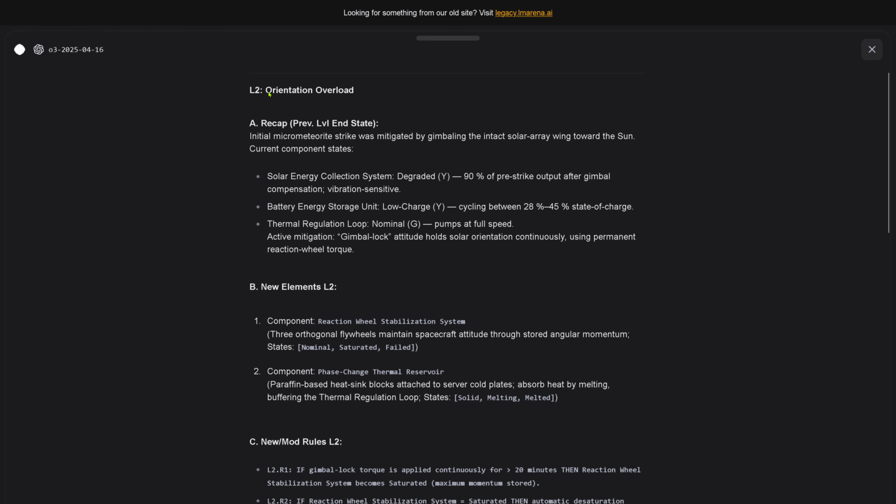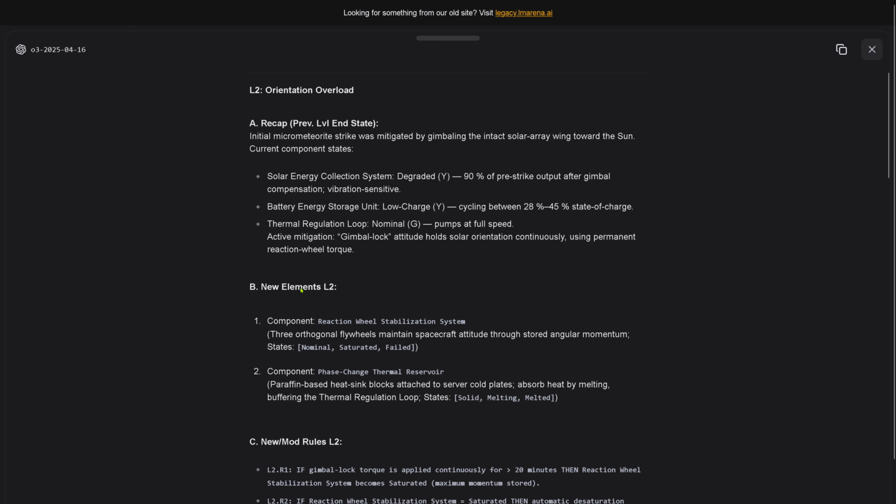Let me show you. So I said, hey, let's have a recap at the beginning, so I want to know where we are. So this is now the introduction, if you want. So we had a micrometeorite strike mitigated by the gimbal. Solar energy system is degraded. The battery energy storage unit is cycling between 28% and 45% state of charge. And the thermal regulation loop is nominal. The pumps are at full speed. Active mitigation: gimbal lock attitude holds the solar array continuously using permanent reaction wheel torque.